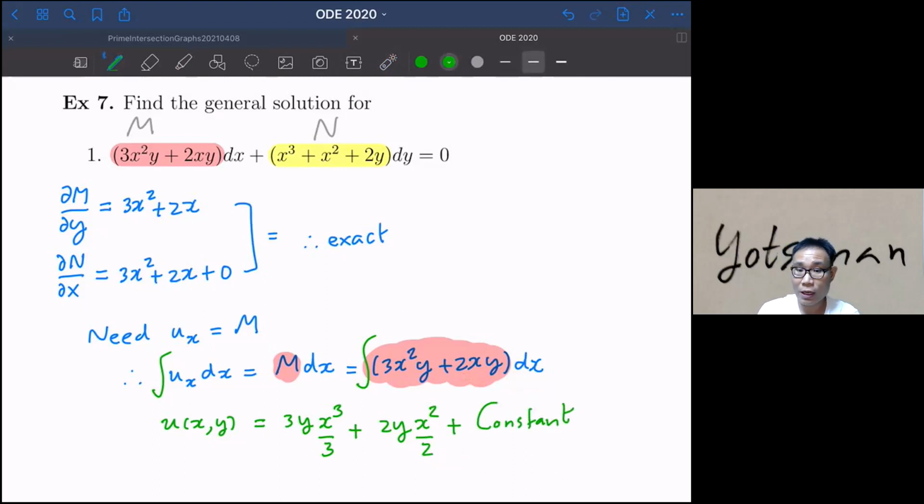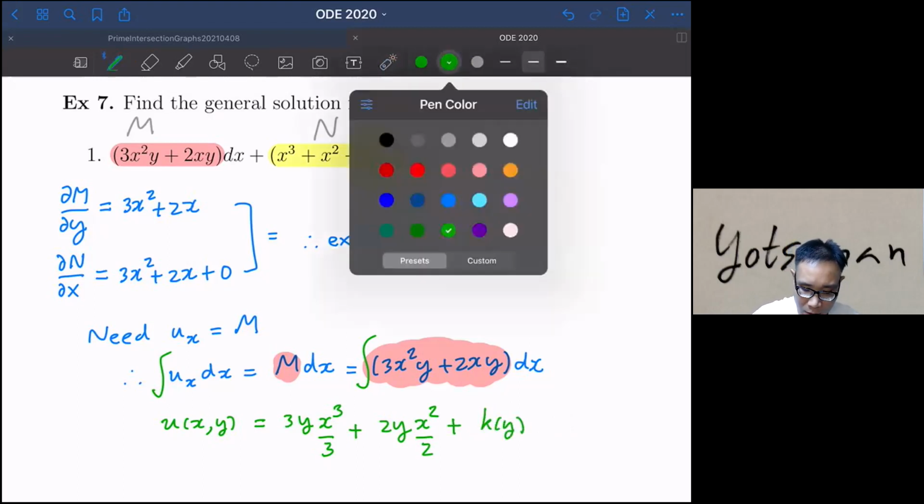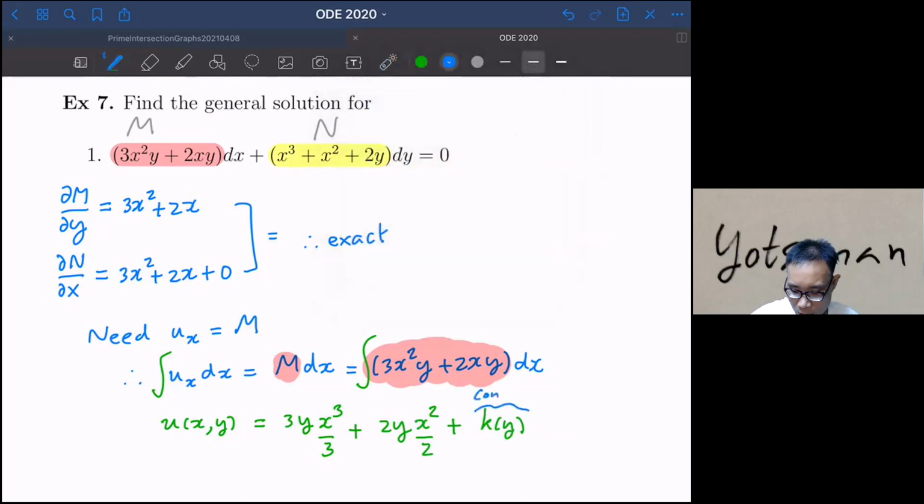However, you are integrating with respect to x. So the constant turns out to be a function in terms of y. The constant that you see is going to turn out to be a function in terms of y. So we're not going to have just a number for the constant. This thing that we're going to add turns out to be g(y), or k(y), so you're going to add k(y). This guy is a constant in terms of y. It's not going to be a constant number, so it's going to be a constant in terms of y that we need to identify next.